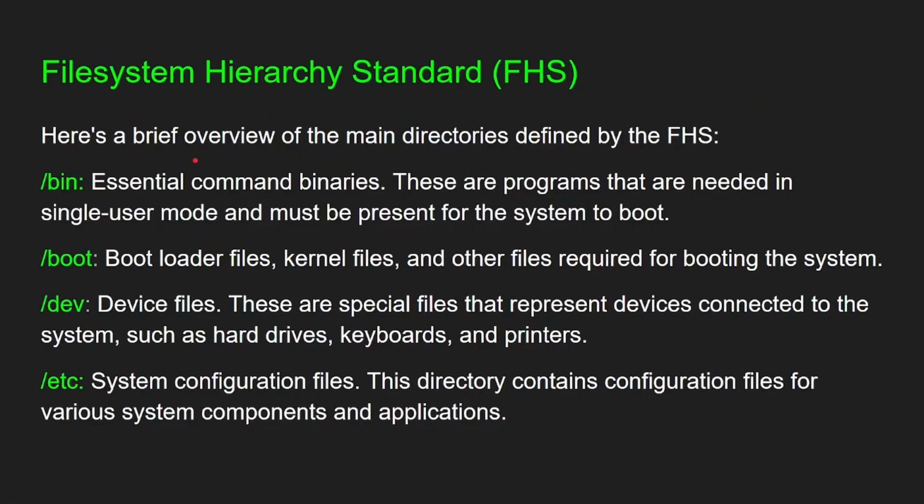So here is a brief overview of the main directories defined by the file system hierarchy standard. First we have the bin directory. It's for essential command binaries. These are programs that are needed in single user mode and must be present for the system to boot. Then the boot directory. Here we have the bootloader files, the kernel files, and other files required for booting the system.